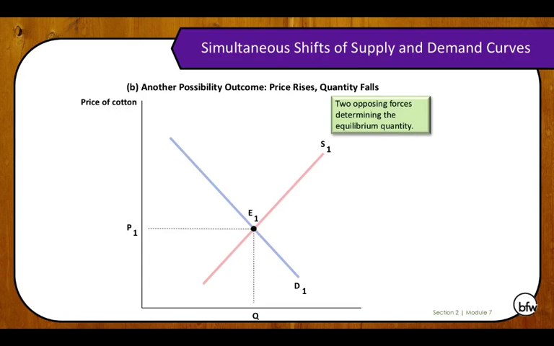So, here's another example of demand and supply moving in the same direction. When both demand and supply increase, the equilibrium quantity increases, but the change in equilibrium price is ambiguous. When both demand and supply decrease, the equilibrium quantity decreases, but the change in equilibrium price is ambiguous.